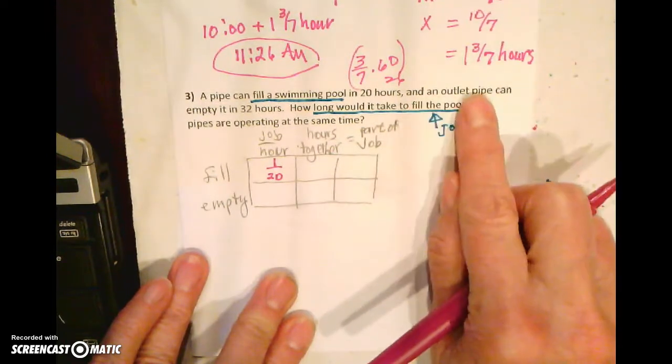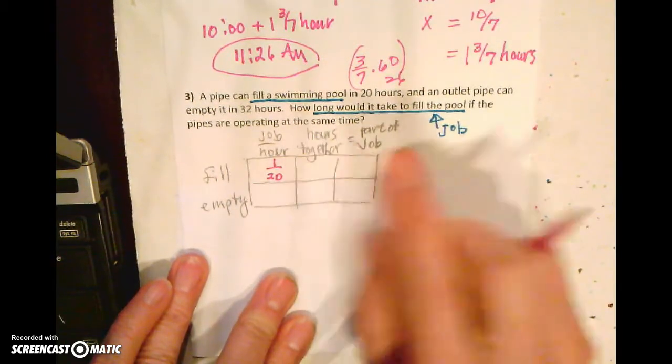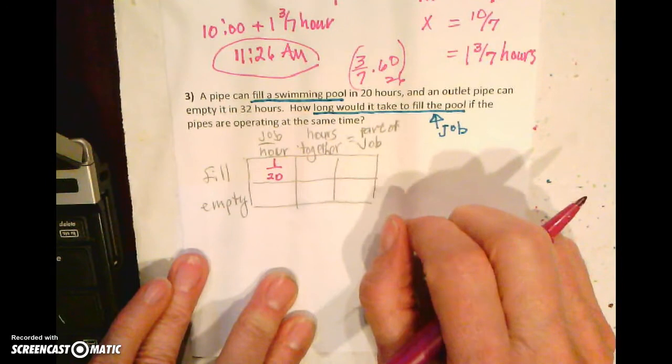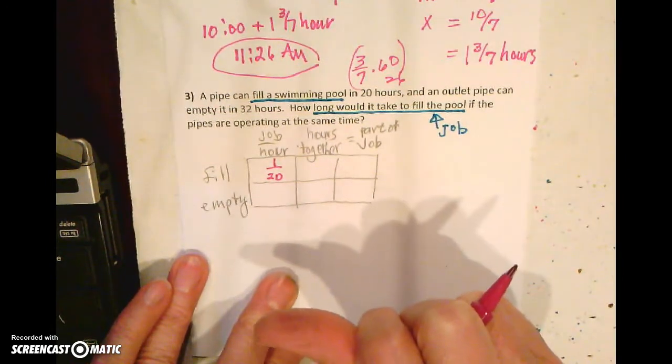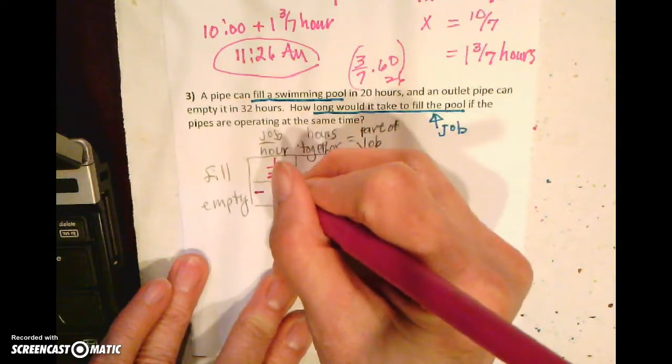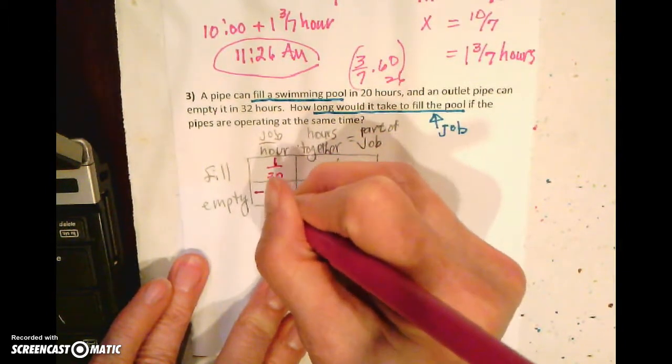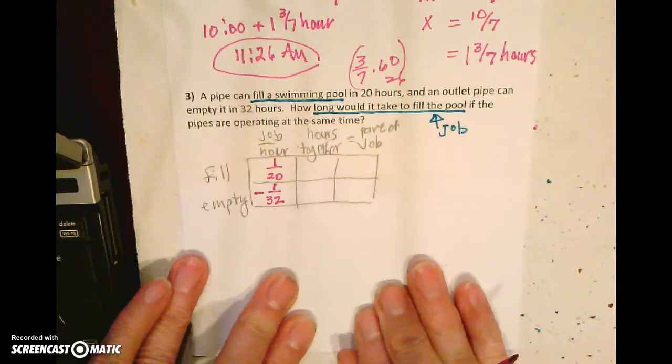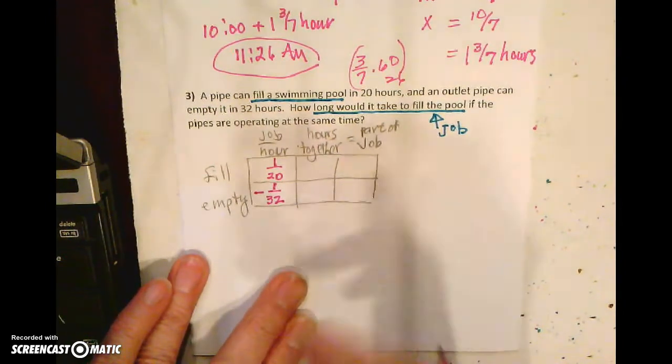Now the outlet pipe can empty it, which is unfilling it. So it's going the opposite direction. So it's going a negative direction, and it does one job in 32 hours. So it kind of goes in reverse, one job in 32 hours.